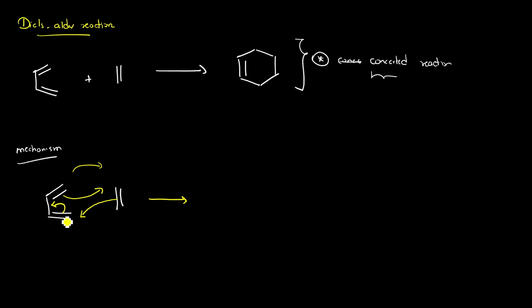Now you can see we have a single bond between this one and this one. We have a double bond here, and we have a single bond here, single bond here, single bond here, and finally a single bond here. We have a cyclic compound. This is the Diels-Alder reaction. So the mechanism is pretty much easy, right?